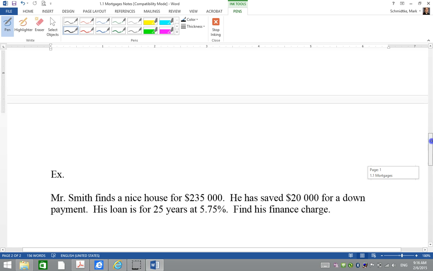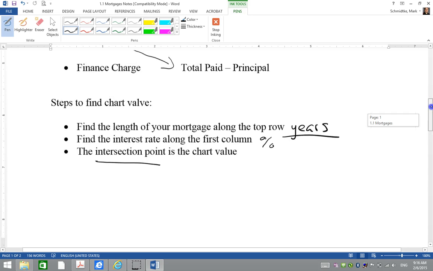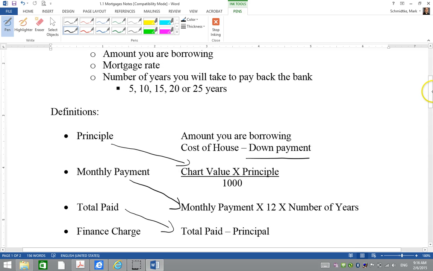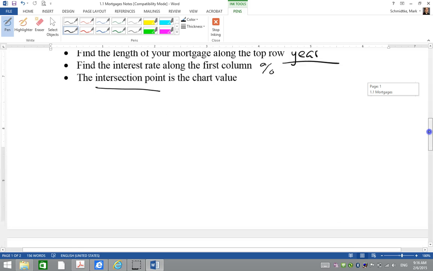If we look back to our notes here, we can see that the finance charge was actually the last thing we were looking for. But you'll also notice we can't find a finance charge without a total paid. We can't find a total paid without a monthly payment, and we can't find a monthly payment without a principal. So it is a little tricky here in terms of how they're asking the numbers. They're asking for a finance charge, but you have to go through all the steps.